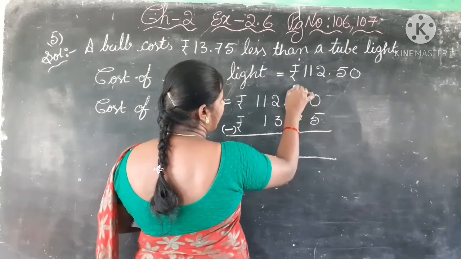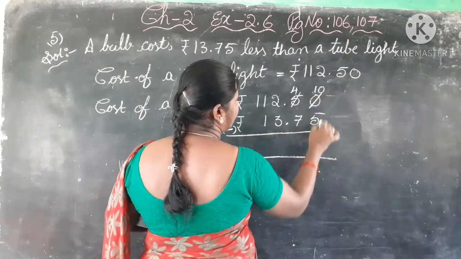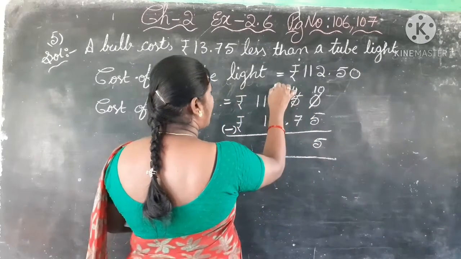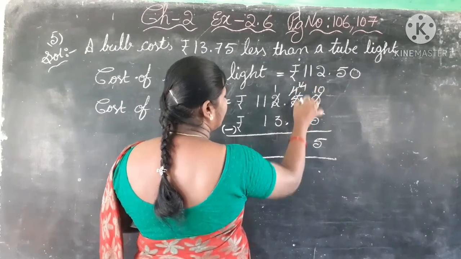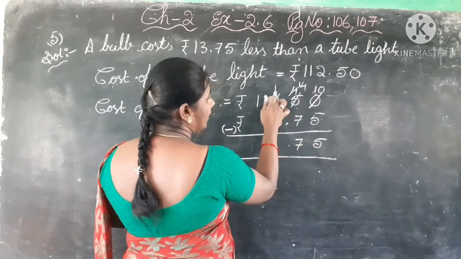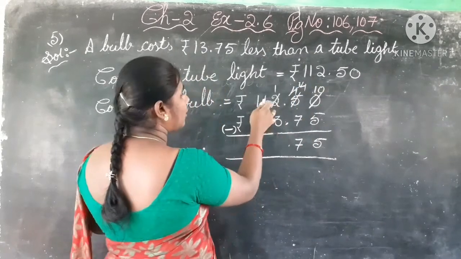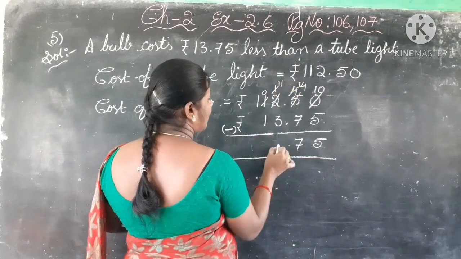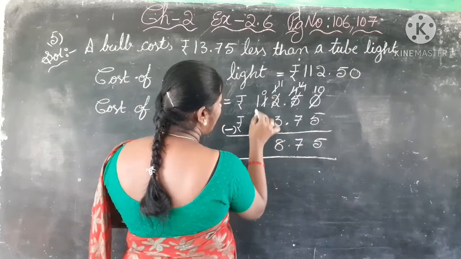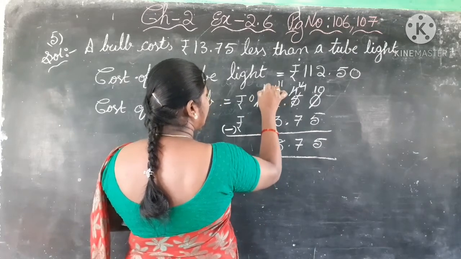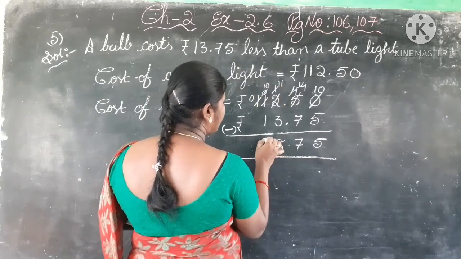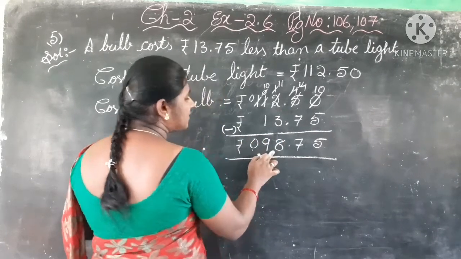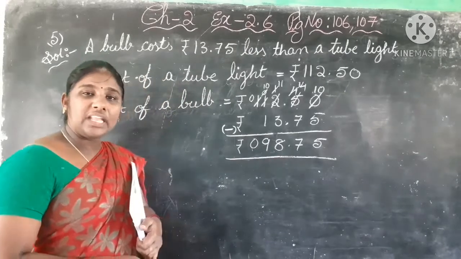0, 5 not possible, take borrow from here it is 4, here it is 10. 10 minus 5, 5. 4 minus 7 not possible, take borrow, here it is 1, this 4 becomes 14. 14 minus 7, 7. Here 1 minus 3 not possible, take borrow from here. Here it is 0. Here 10 plus 1, 11. 11 minus 3, 8. 0 minus 1 not possible, take borrow. Here it is 10. 10 minus 1, 9. So, the cost of the bulb is 98 rupees 75 paise.